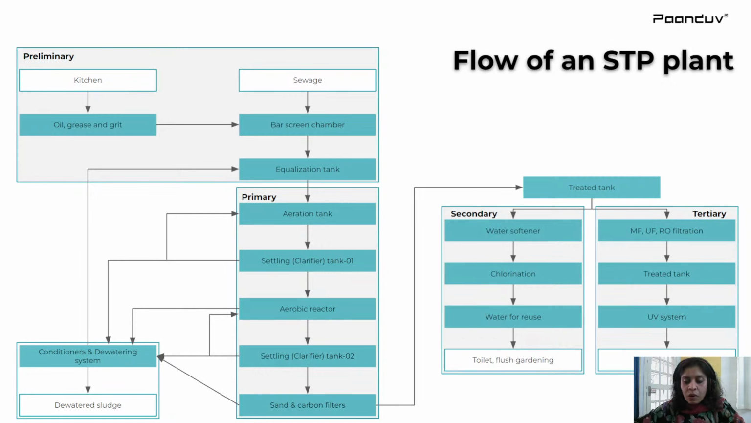It can be used for toilet flush, gardening, etc. Now, if you want to make the water potable, you have to do advanced treatment, that is tertiary treatment. You have to pass it through RO filtration systems, or you can treat it using photocatalysis, Fenton system, or UV systems, which are highly preferred at the later stage of the treatment plant.